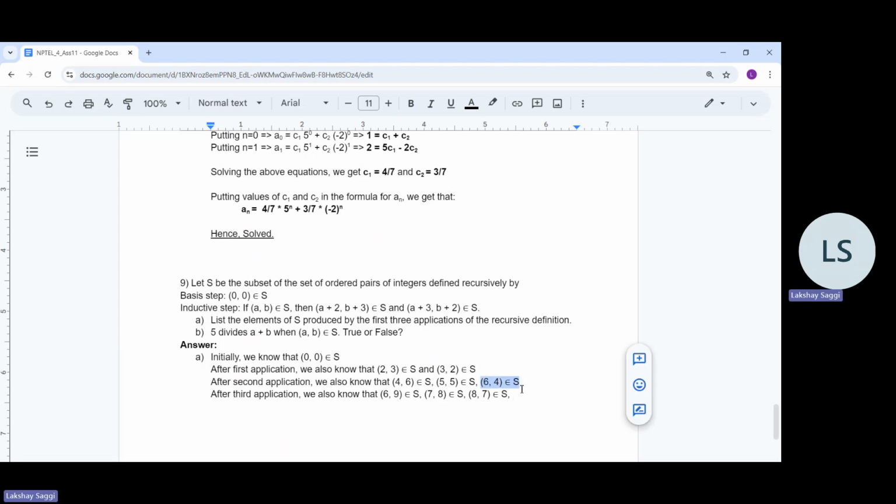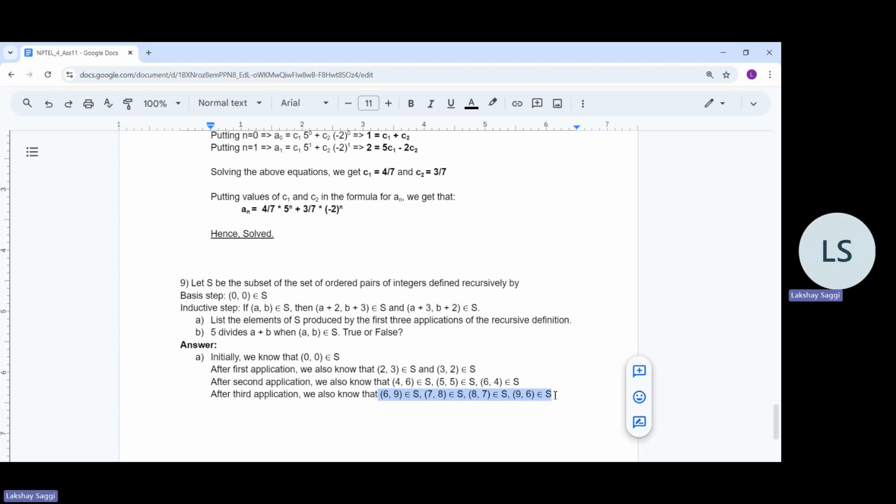now we go on to this 6 comma 4. So 6 comma 4, if A is 6 and B is 4, then we know that A plus 2 comma B plus 3 will also be part of S. So A plus 2 will be 8 and this will be 7. So 8 comma 7 is a part of S, which we already know though. So we don't need to write it again. But this A plus 3 comma B plus 2 will give us something like 9 comma 6, which we did not know earlier. So 9 comma 6 also belongs to S. So after the third application, we get these 4 new elements.